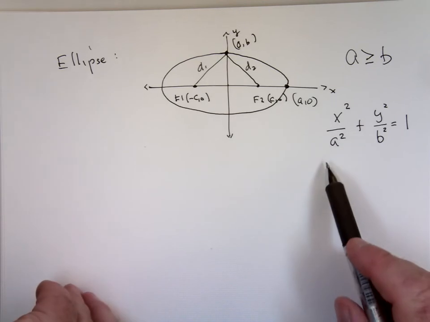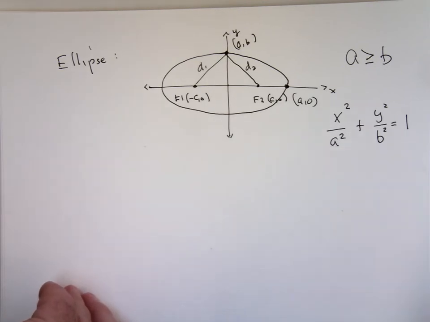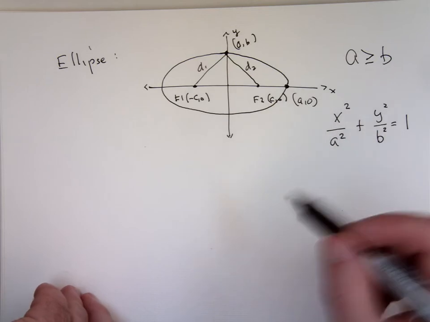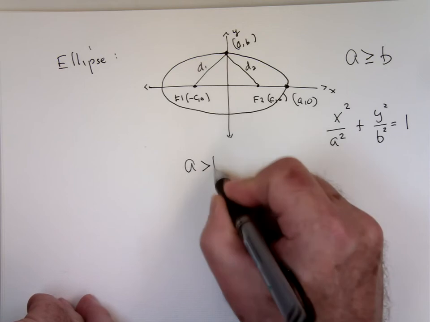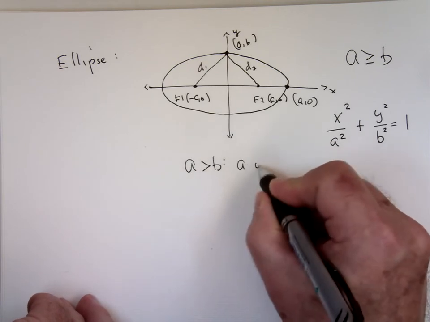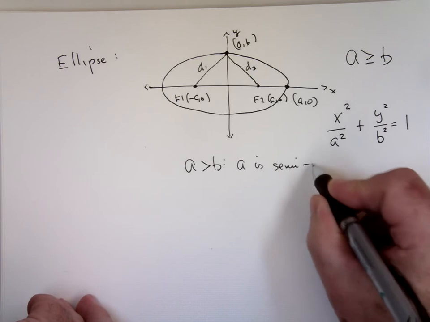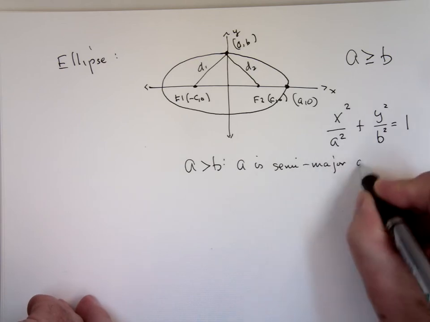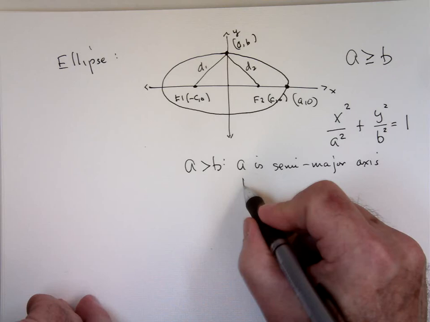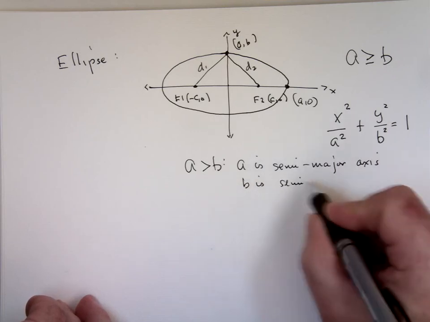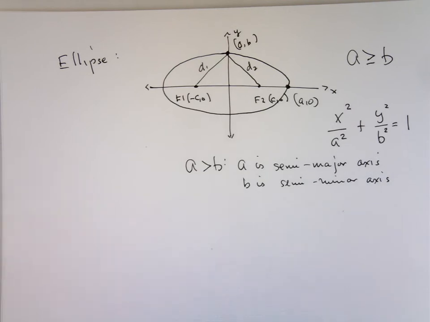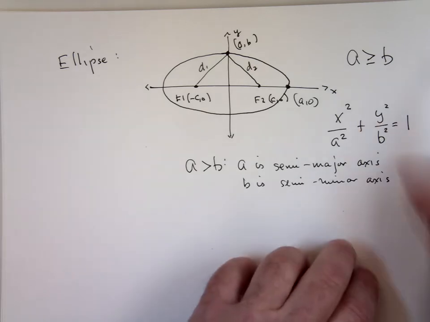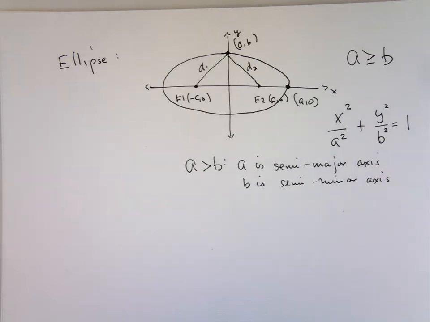If a is greater than or equal to b, if a equals b, we have a circle. If a is greater than b, a is called the semi-major axis. B would be the semi-minor. It is always the case that A is the semi-major. If it happens to be under the y, then the ellipse would be oriented in a vertical way.